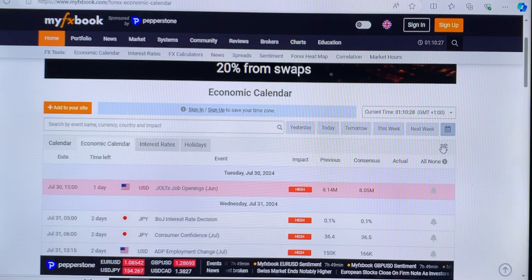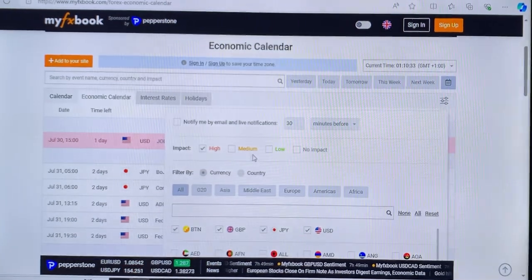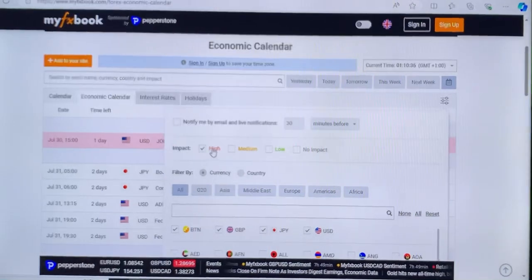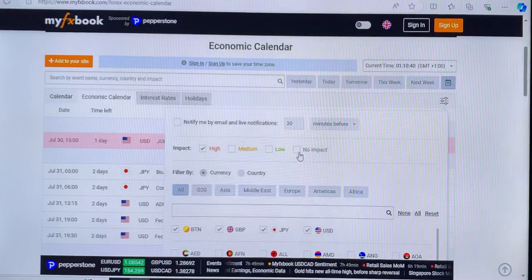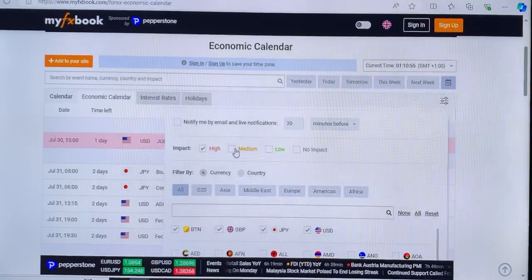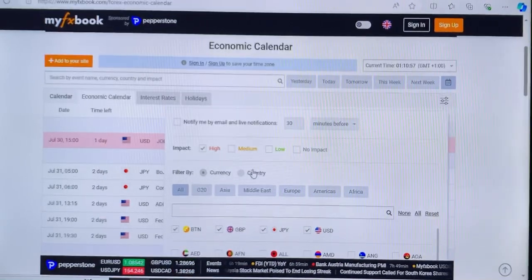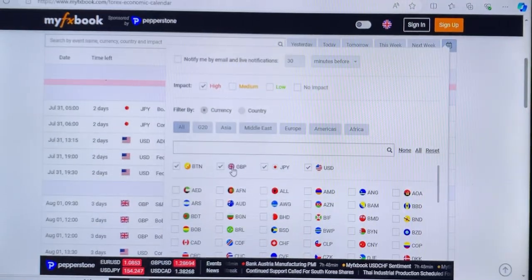So I came to these settings. Look at where my mouse is. At this settings point, there are different types of impact of news. There is high impact, medium impact, low impact, and no impact. If you leave all of these checked, you will always be receiving news. But you should know that only high impact news make more sense on the charts, on the price or on the currency. So I still came here, I filtered by currency, I chose the currencies I want.